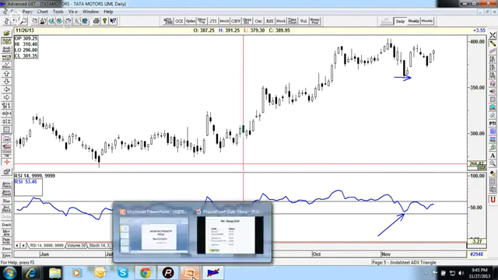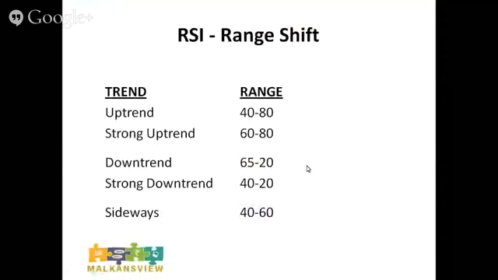Now I'll show you one more concept of RSI, which is called reverse divergence. We generally look at divergence.